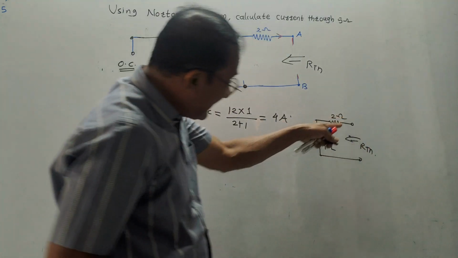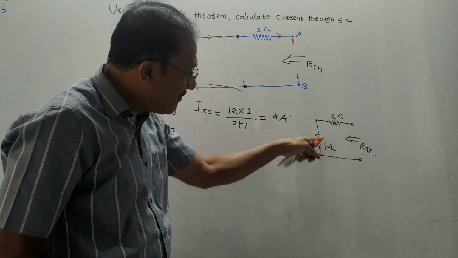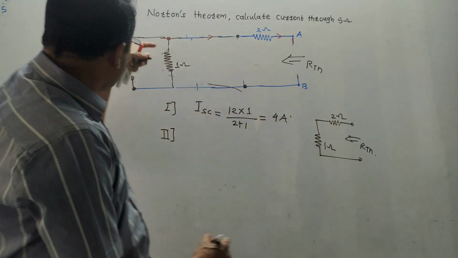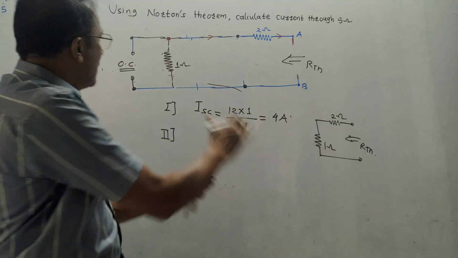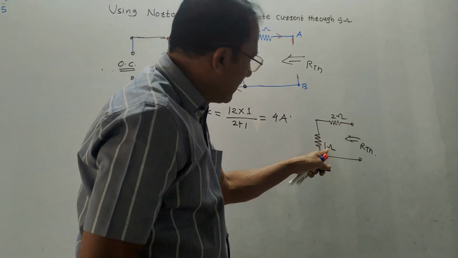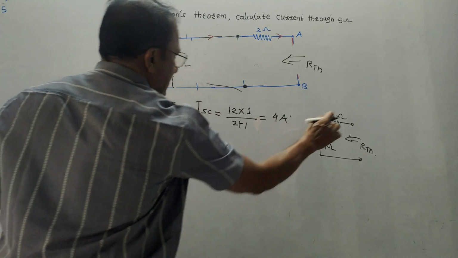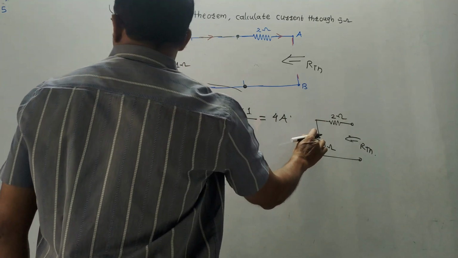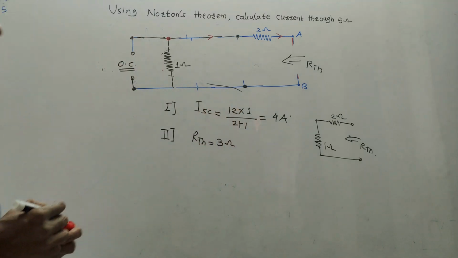You might be thinking these are two different wires. No, these are not two different wires. It is a simple single wire. Why? Because this was open circuited. Open circuited means as if the wire is removed. Nothing is there after this point. So this is a single wire. So RTH is now very simple. These two are in series because they are on a single wire. So RTH is 3 ohm.